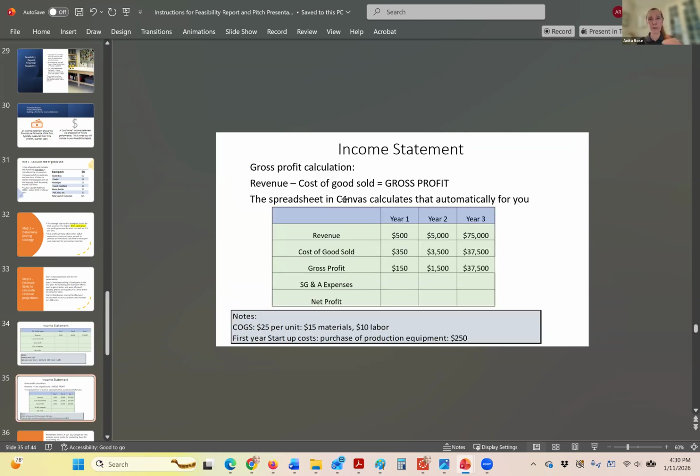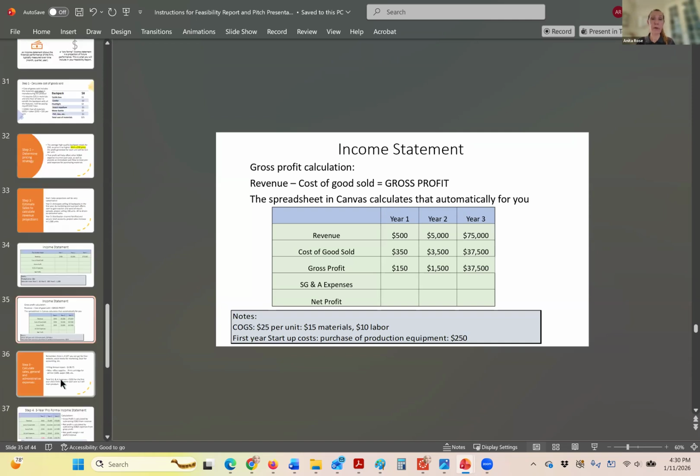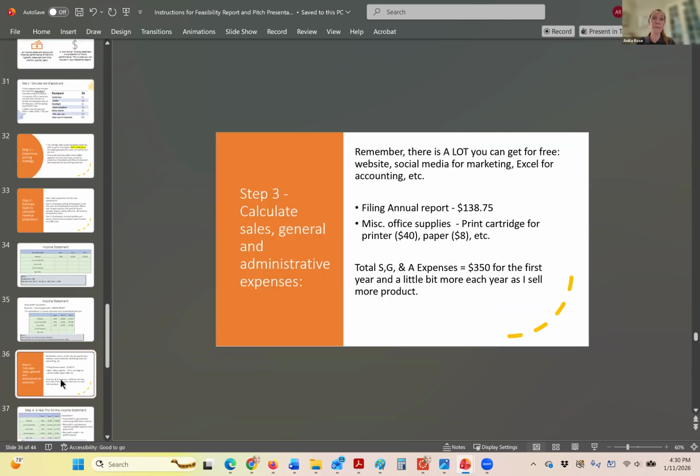So then we're looking at all these costs associated with each year as we increase the amount of sales that we have, and we're looking at that as well. So this is all the information included in the report, and that you will touch on for the pitch presentation.